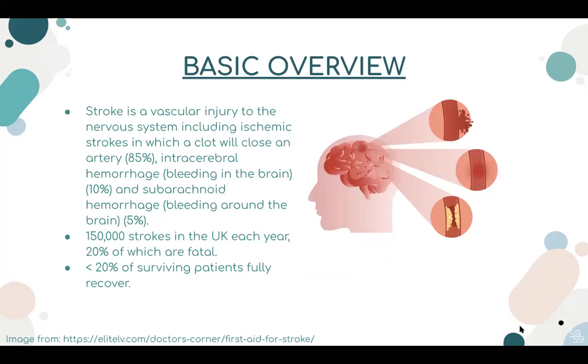So stroke is basically a vascular injury in the nervous system that could result in ischemic strokes, in which there will be a clot in the artery, which happens 85% of the time; the intracerebral hemorrhage, or bleeding in the brain, which can happen 10% of the time; and the subarachnoid hemorrhage, which is the bleeding around the brain, which happens 5% of the time. In the United Kingdom alone, there are 150,000 strokes that happen annually, and 20% of those are fatal, and less than 20% of the surviving patients fully recover.